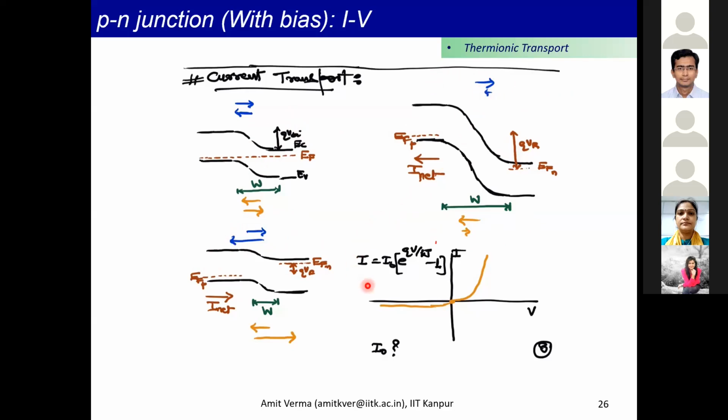So you can write down the current of the form I equals I naught times e to the power qV by kT minus 1, which is the form of the diode equation. Now, what is I naught? To answer that question, one has to work it out properly, but the shape of the IV characteristics you can get from these arguments. So one more important point in this.